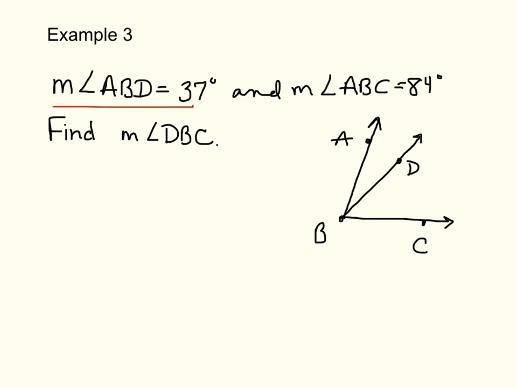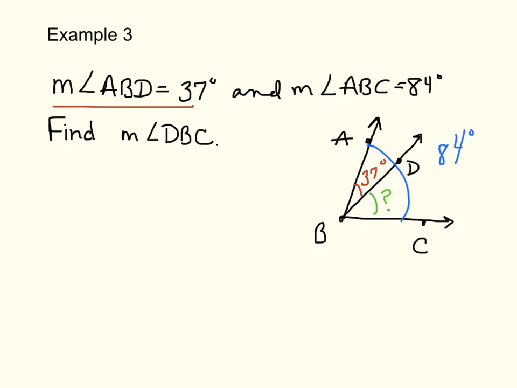So the measure of angle ABD, this angle right here, is 37 degrees. The measure of angle ABC, the entire angle, is 84 degrees. We want to find the measure of angle DBC, which is this one. So this is just common sense now. This is 37. This piece we don't know. The entire thing is 84.